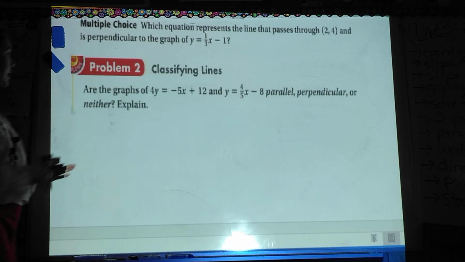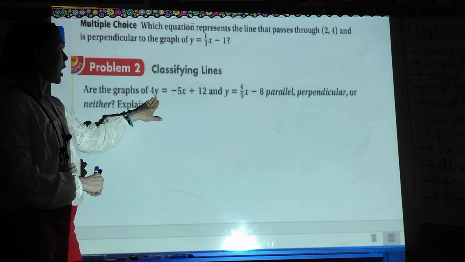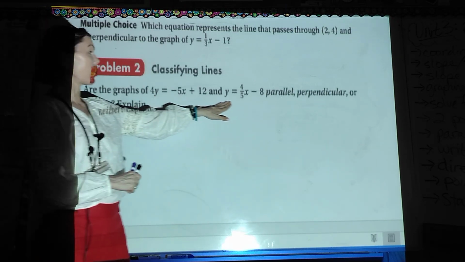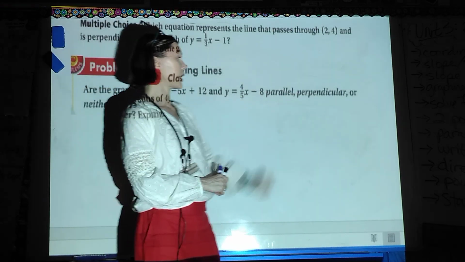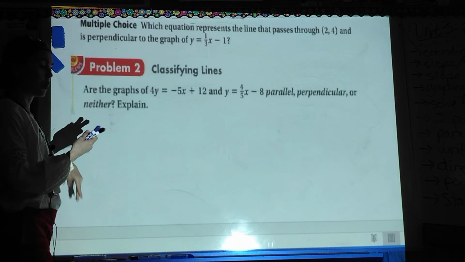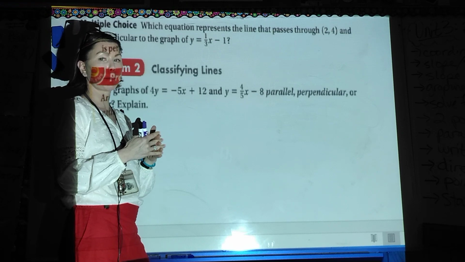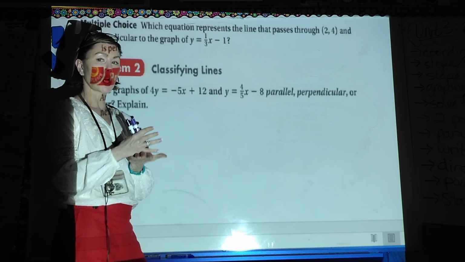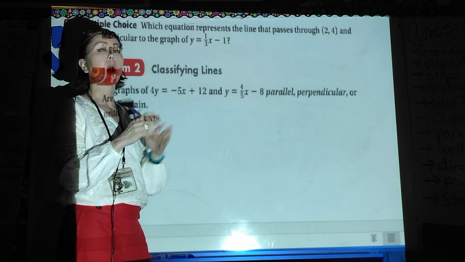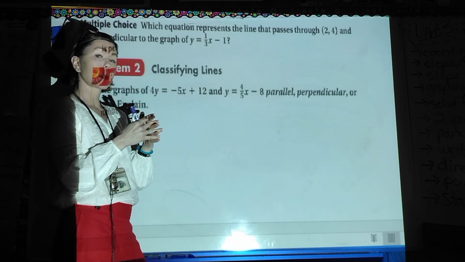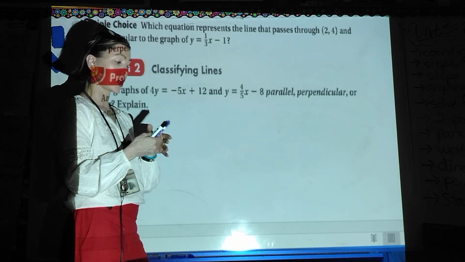All right, so it says, are the graphs of 4y equals -5x plus 12 and y equals 4/5 x minus 8 parallel, perpendicular, or neither? Explain. Well, I love this example because, first of all, in order for us to compare them, what do we focus on? The slopes. We're looking at the slopes. If they're the same slope, they're what? Parallel. If they're opposite reciprocals of each other, they're what? Perpendicular. Or neither. We'll take a look.